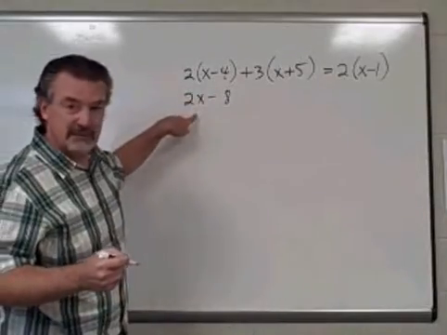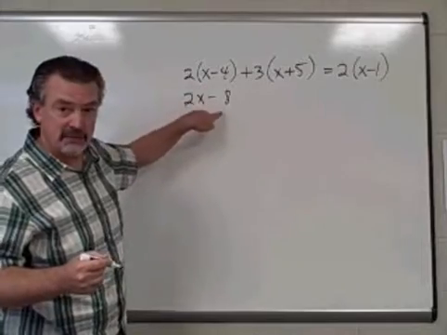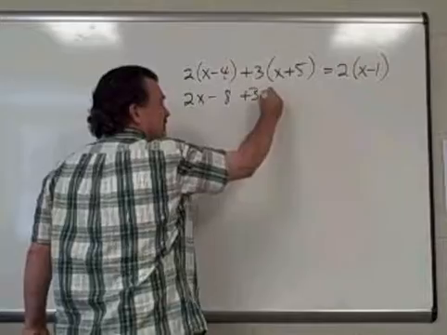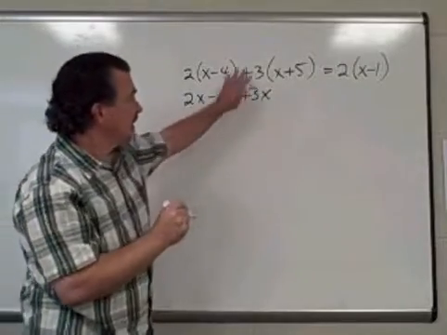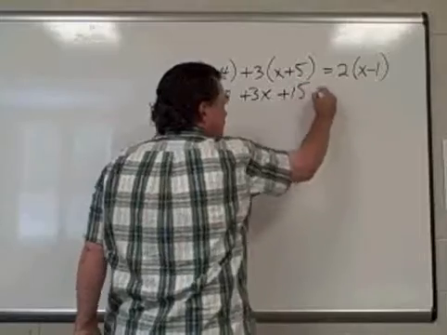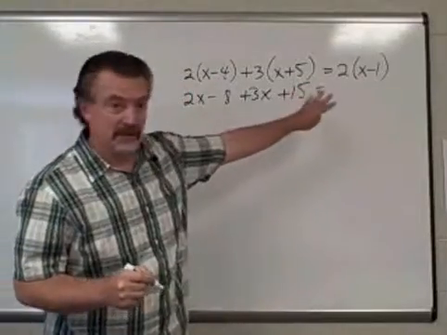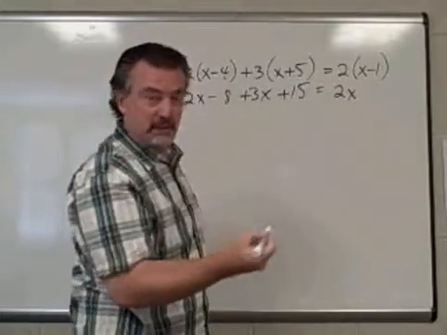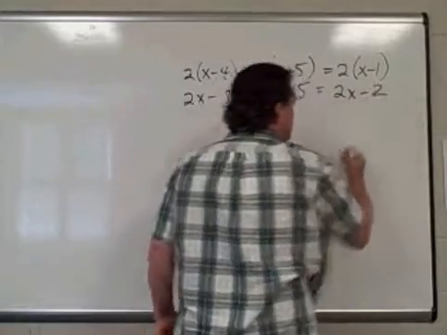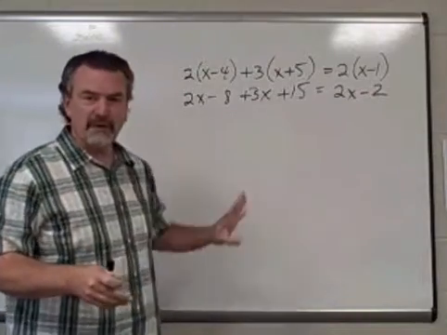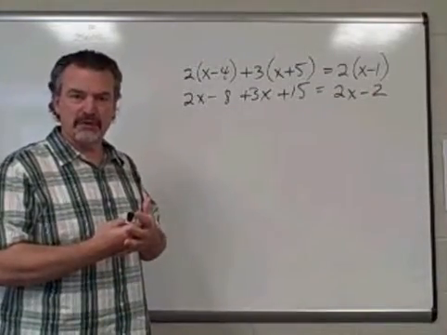2 times x gives me 2x. 2 times minus 4 gives me minus 8. Plus 3 times x is plus 3x. A plus 3 times plus 5 will be plus 15. 2 times x will give me 2x. And 2 times minus 1 will give me minus 2. We've removed the parentheses by using the distributive property.